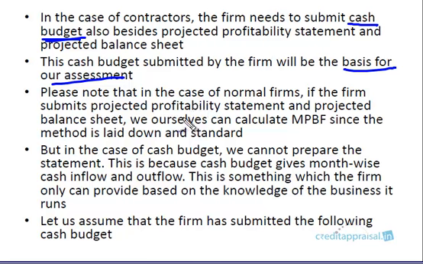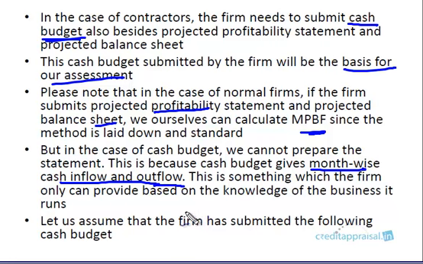Okay. So in the case of an ordinary company, that is not a contractor, once we are given the projected P&L account and projected balance sheet, you yourself can prepare the MPBF. Because the method is a standard procedure. But in the case of this cash budget, we cannot prepare this statement, because this is a month-wise statement that projects the cash inflow and outflow. Then this depends on the nature of activity that is specific to the company, and this is something which only the company can prepare. We can prepare as a banker, but that will be a rough estimate, right?